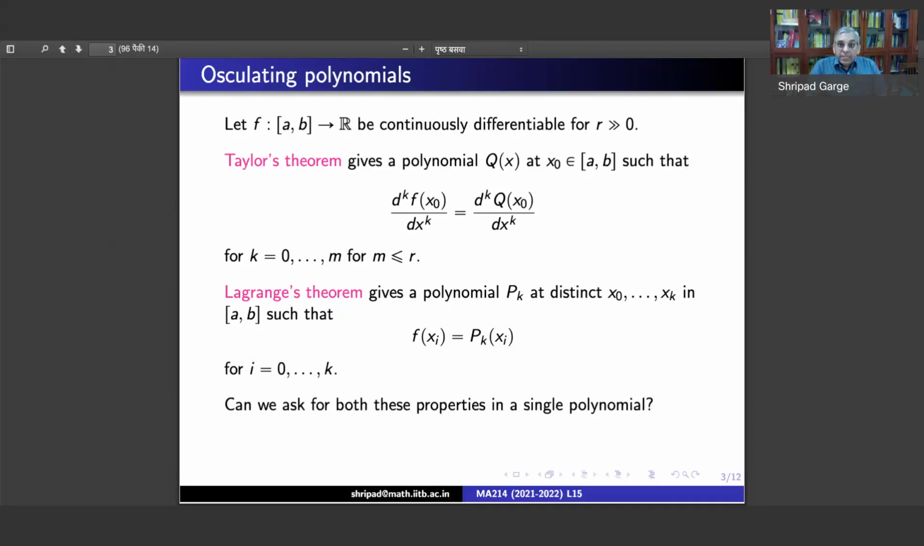So we are asking that there should be a polynomial which has the property that its values on some points agree with the values of the function at those points, as well as at certain derivatives the values agree. Now, when you are looking at x0 up to xk, you may not want the same bound of the derivative values on all these points. So you may want different possible derivatives also.